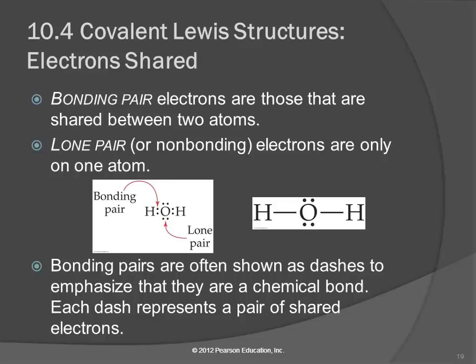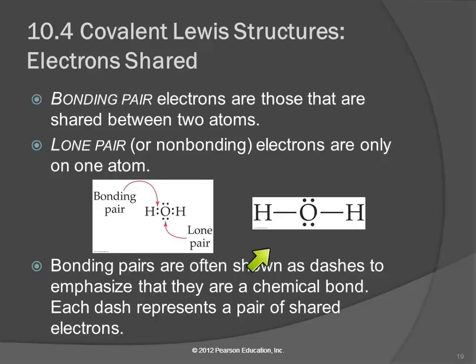There are bonding pairs and non-bonding pairs, or lone pairs. So in this Lewis structure for water, these electrons that are between the two atoms, between hydrogen and oxygen, those are bonding electrons, or bonding pairs. There's two there and two there, two a pair. And these electrons on oxygen are not being shared with anything. Those are called lone pairs, or non-bonding pairs. So it's important to be able to identify which are the lone pairs and which are the bonding pairs.